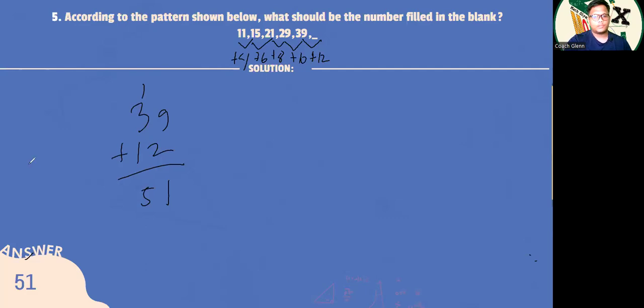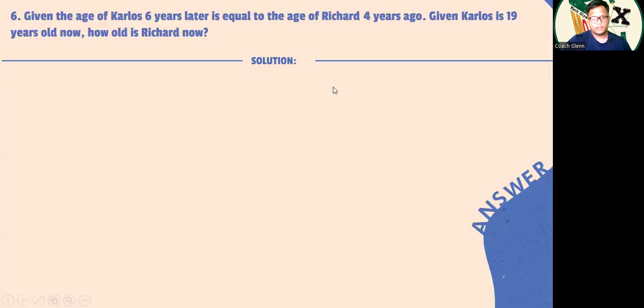Okay, let's go to the next one. Number 6. Given the age of Carlos 6 years later is equal to the age of Richard 4 years ago. Given Carlos is 19 years old, how old is Richard now? Because some of you are not following the rules, I'm going to solve all of the questions.